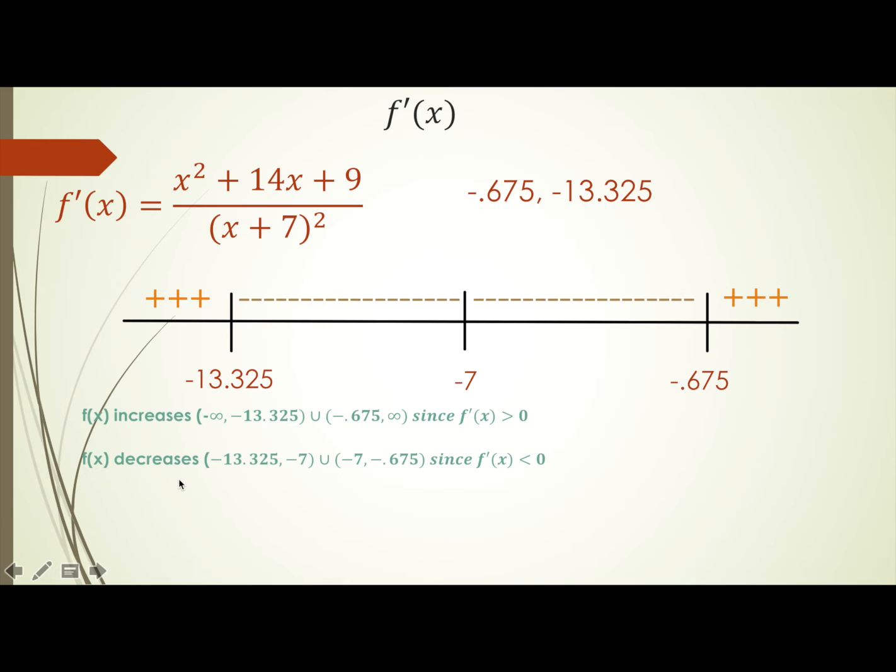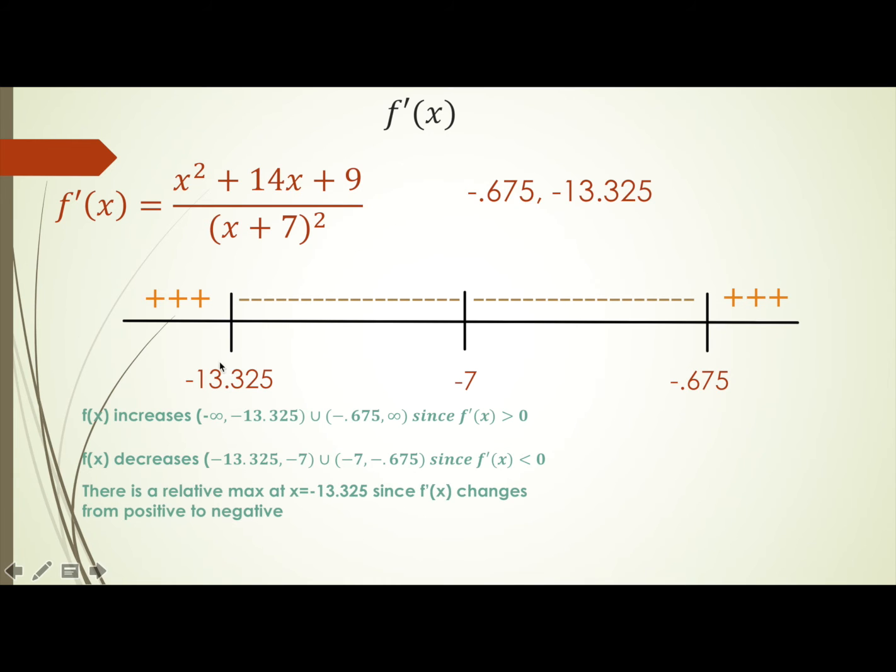The function decreases from negative 13.325 to negative 7, and negative 7 to negative 0.675. Since the derivative is less than 0, it's negative. We have to exclude negative 7 since it is our asymptote. Now let's find the minimums and maximums.